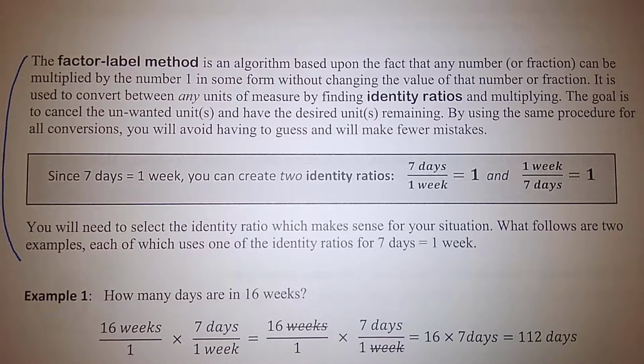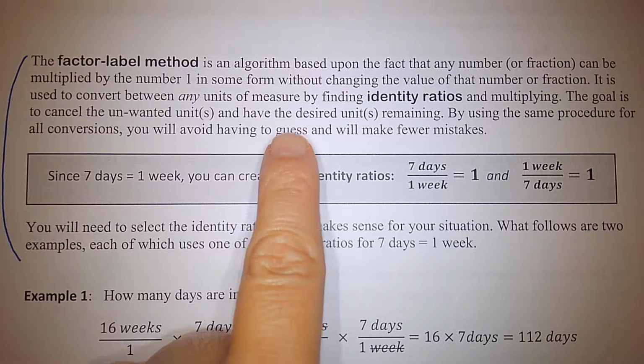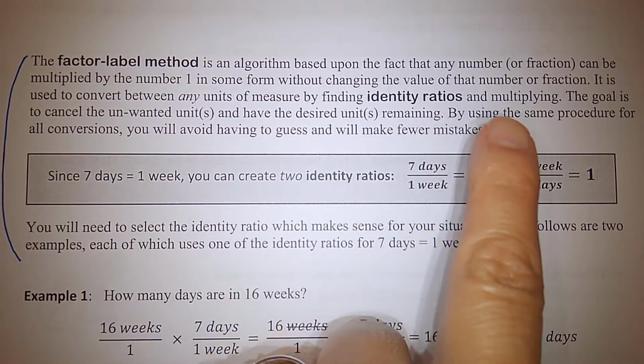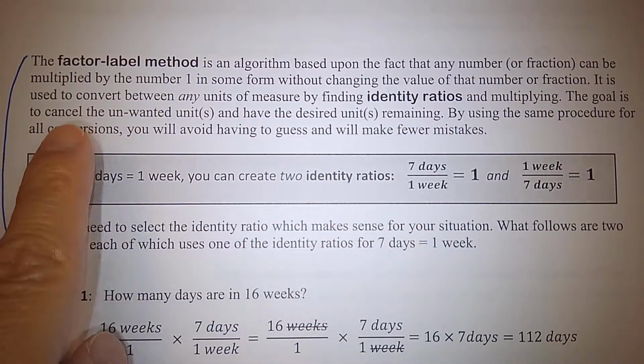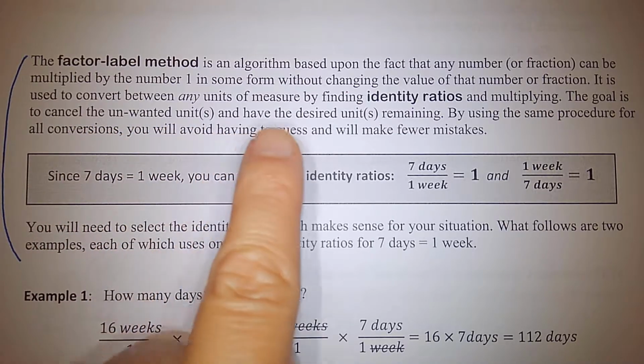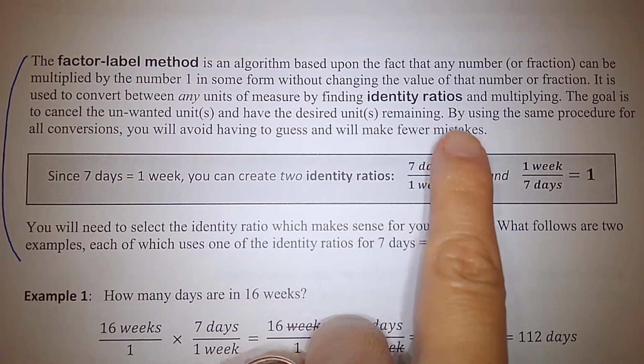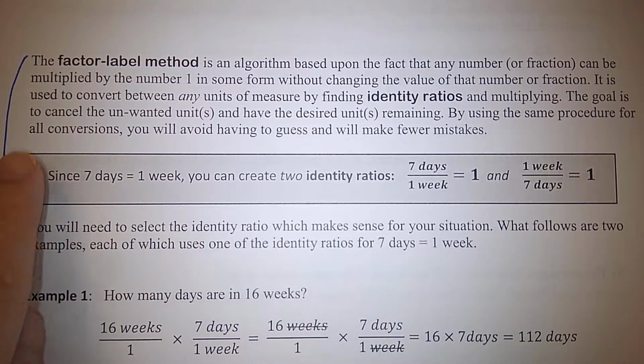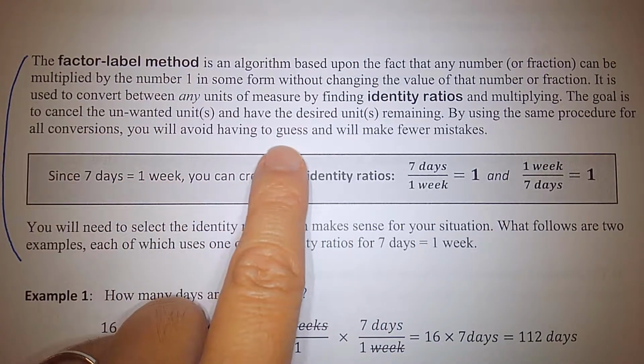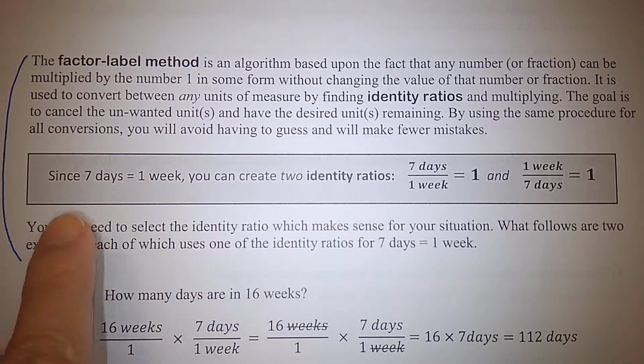The factor label method is an algorithm based upon the fact that any number or fraction can be multiplied by the number 1 in some form without changing the value of the number or the fraction. It is used to convert between any units of measurement by finding identity ratios and multiplying. The goal is to cancel the unwanted units and have desired units remaining. By using the same procedure for all conversions, you will avoid having to guess and will make fewer mistakes.